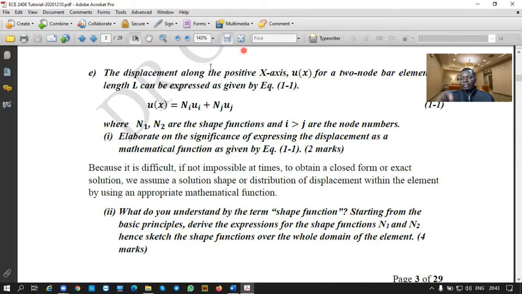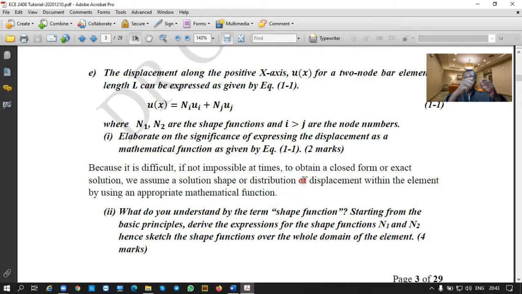If it was a straight line, we can use a linear equation, y equals mx plus c. But sometimes we might not be able to get a closed form solution. We do not have an exact solution. So we need to interpolate, and therefore we have an assumption. We generate using an interpolating function, and remember, these interpolating functions are polynomials. The order of the polynomial will depend on the anticipated shape or distribution. So that's why we say we assume a solution shape or distribution.